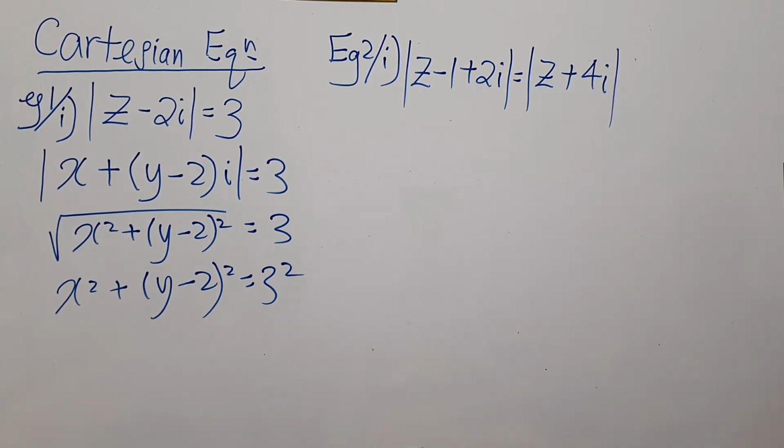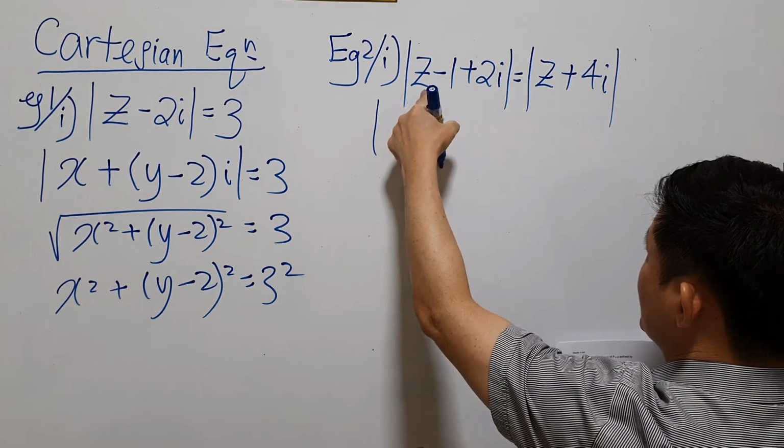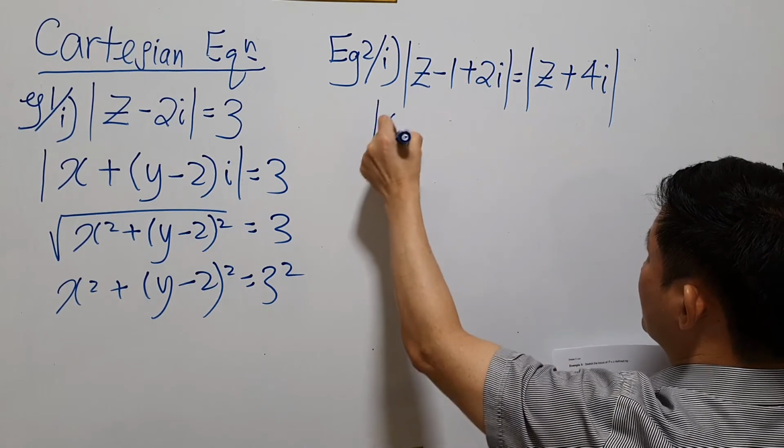I'm going to show you the calculation to convert this into the equation of the perpendicular bisector. How do we do it? Same thing. I'm going to let z be x plus iy.